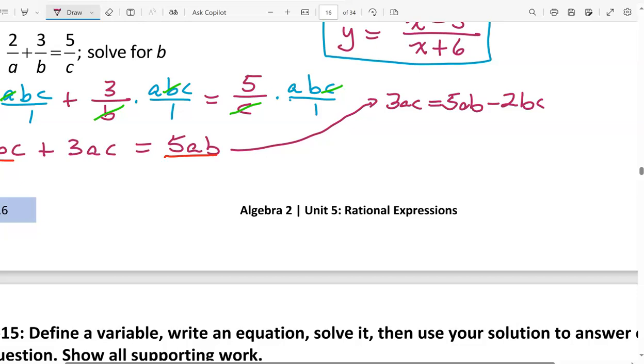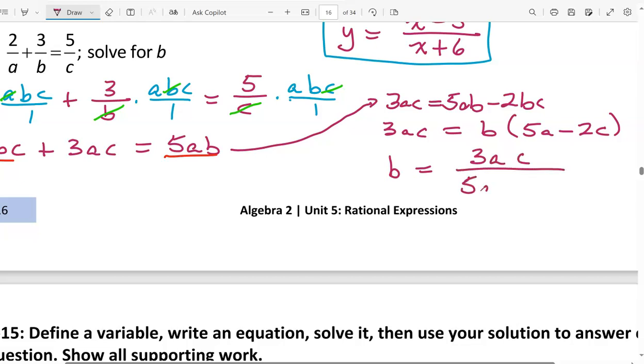Now we want to factor the variable that we want to solve for, which is b. So b times 5a minus 2c, and then divide, which gives us b is equal to 3 times a times c divided by 5a minus 2c.